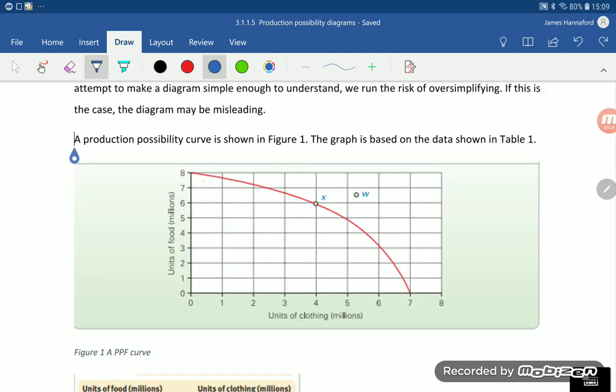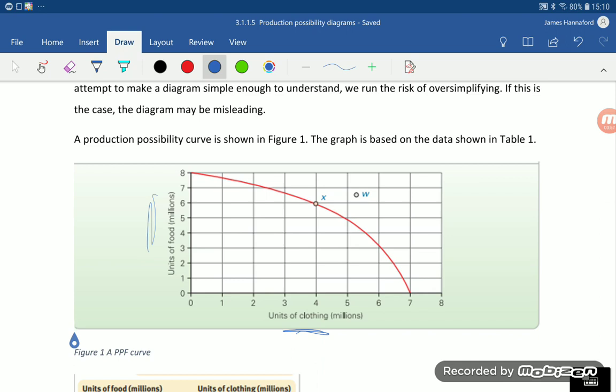The PPF can be drawn as a straight line, as I've shown in blue here, or as a curved line. Now, we will explain why it curves in a second. But the thing to note here is in our example, we've got units of food in millions, and units of clothing in millions. We can see that it is possible to have a range of combinations of goods, and that combination is reflected along the red PPF curve.